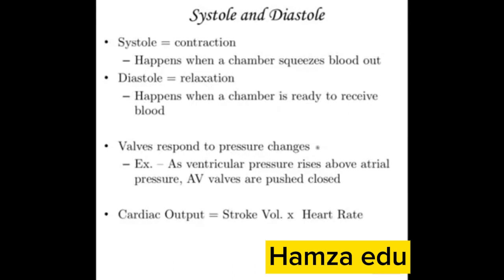The valves respond to the pressure changes. I told you I would tell you more about those little tendons. There's little kind of like white strands associated with the valves as they open and close. So as ventricular pressure rises, boom, as they contract above the atrial pressure, that causes the AV valves to be pushed closed. And then when the ventricles relax and they expand, that pulls on those little white tendons. They're called chordae tendinae.